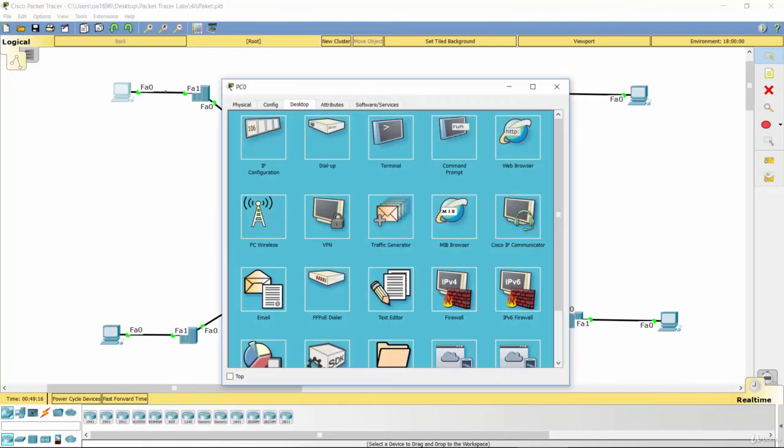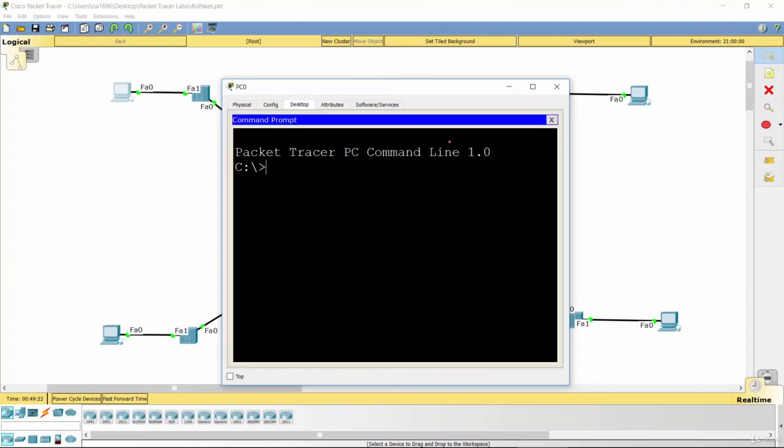I'm getting into the PC and I need to open command prompt to use the ping command on a PC. And here is my command. Ping 10.41.44.5 and enter. Please work, please work.